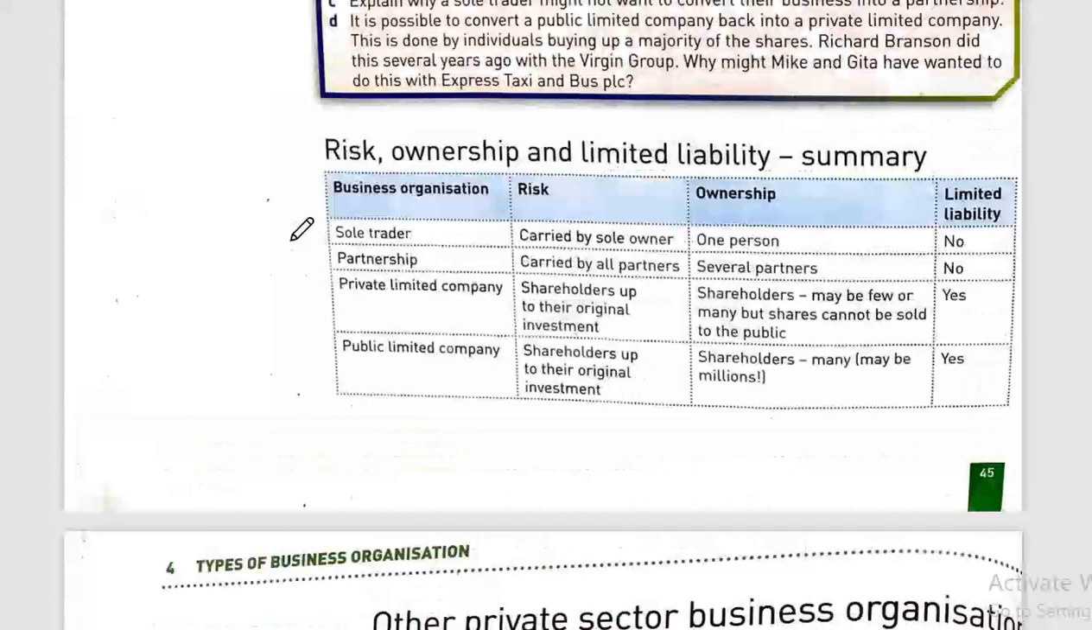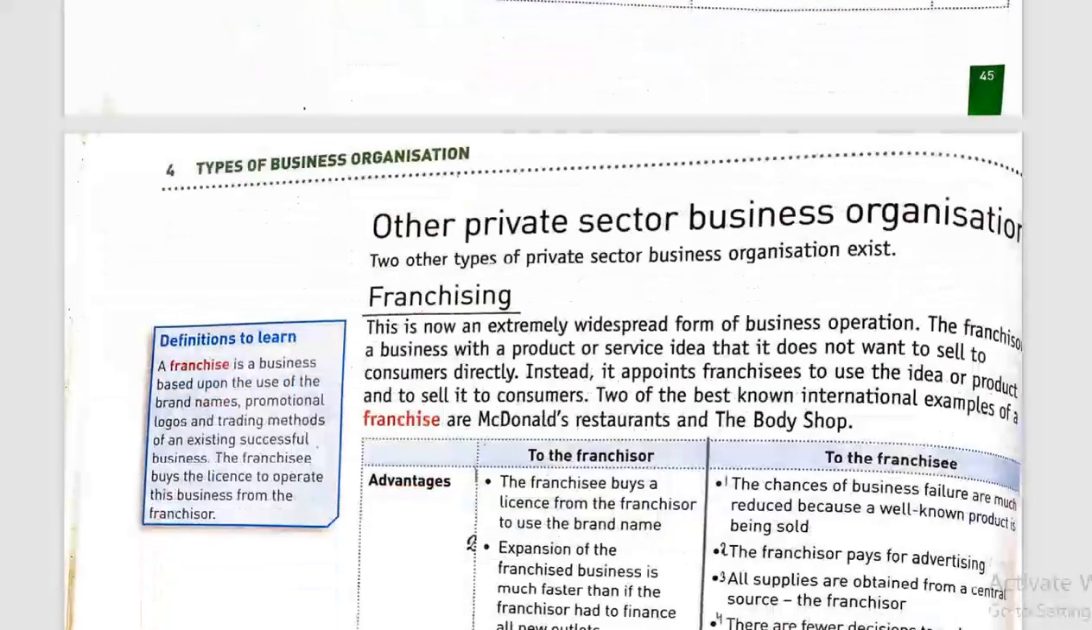In this table, they put all what we talked about when it comes to ownership, liability and risk in sole trader, partnership, private and public limited company. So it's good for you to just read it.